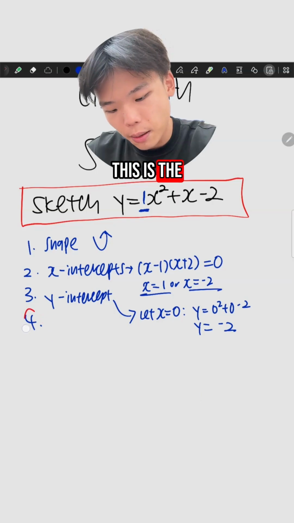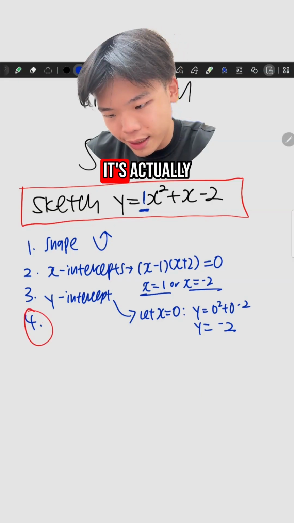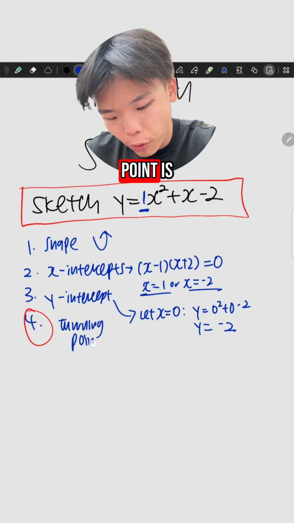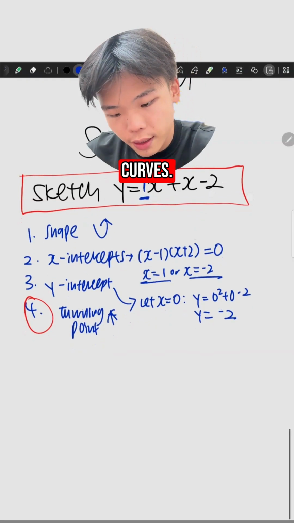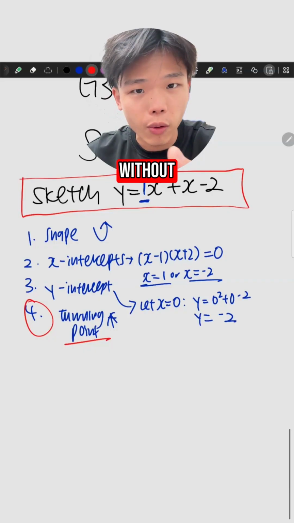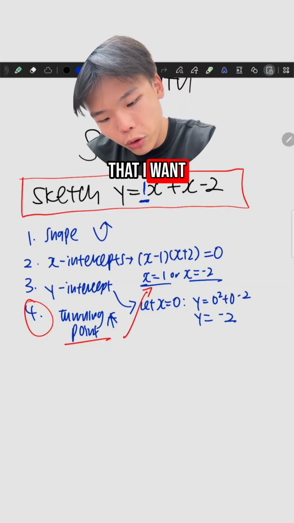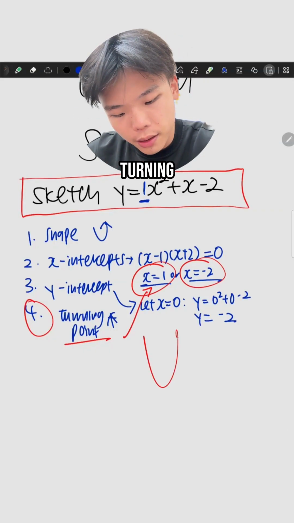And lastly, this is the point that everyone misses out. It's actually your turning point. So the turning point is the most important thing that you always need to find when you're sketching quadratic curves. And how do you find the turning point easily without having to complete the square? So the thing that I want you to remember from this video is simply a turning point, right?